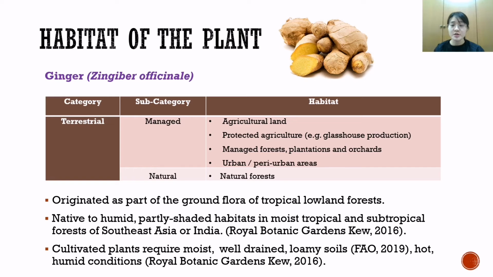Ginger is a terrestrial plant from the ground flora of tropical lowland forests and native to humid, partly shaded habitat in moist tropical and subtropical forests of Southeast Asia or India.